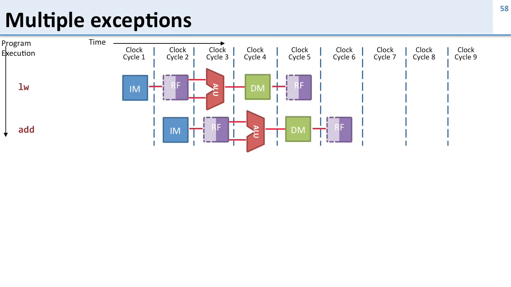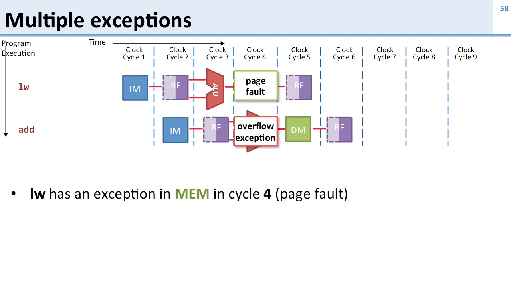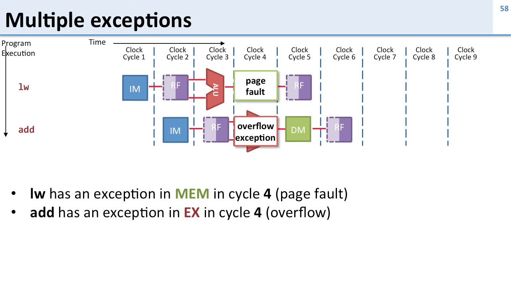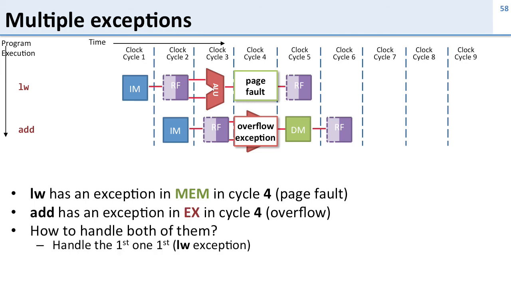We can also have tricky things happening in the pipeline with exceptions. We can have multiple exceptions at once. So here's the same code, but now imagine we have a page fault in the load word instruction when we get to access the memory. That is, it's trying to access data that isn't in memory yet. And at the same time, the add instruction generates an overflow exception in the execute stage. So now we have 2 exceptions generated by 2 different instructions in the same cycle. Load word has an exception in the memory stage, and add has an exception in the execute stage. So how do we handle this?